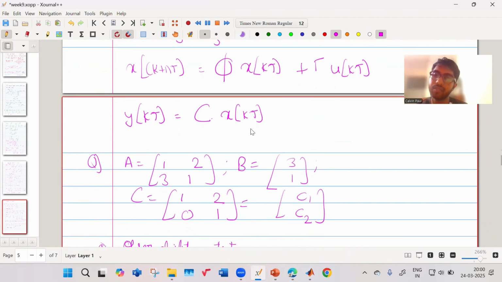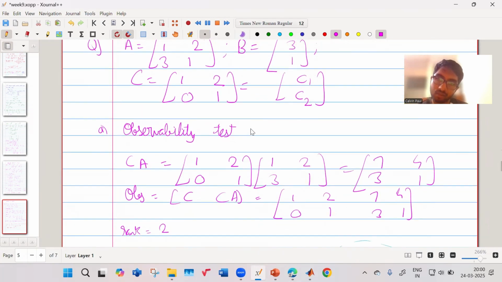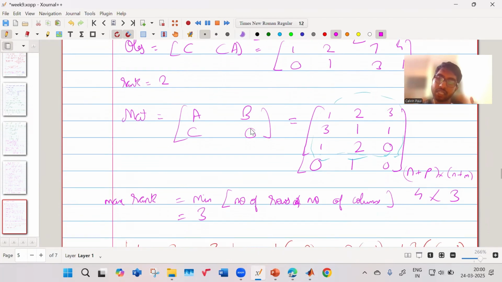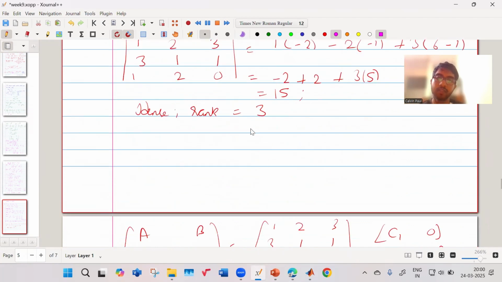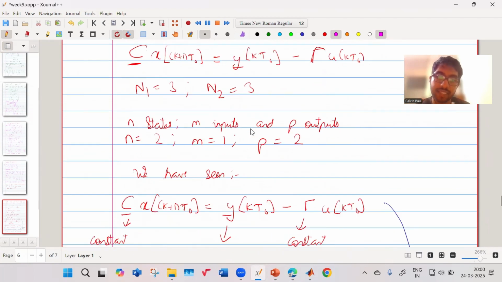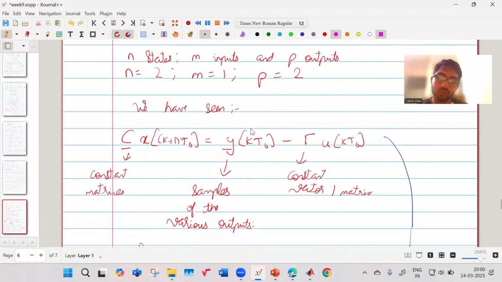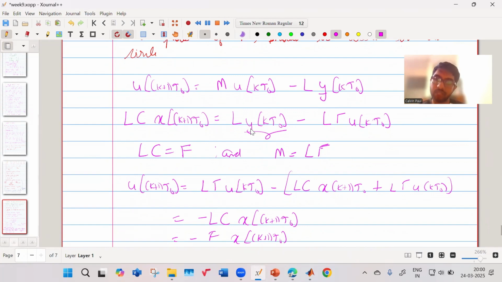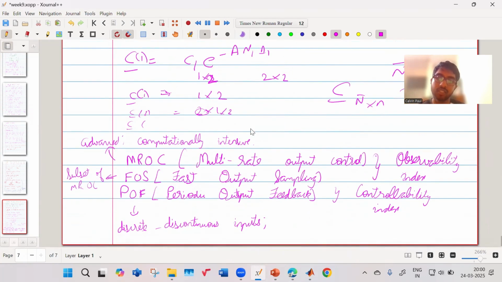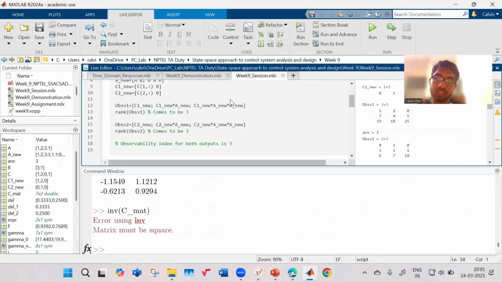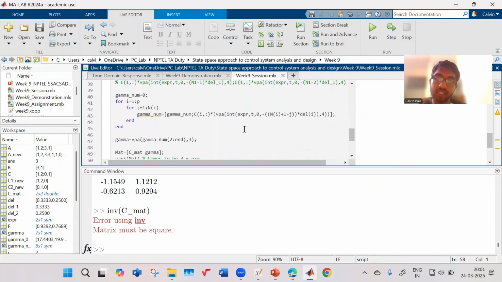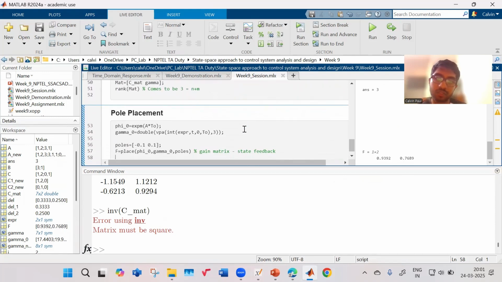So this is the case when we considered a fixed rate of sampling for both the input and output. Then we did this for MROC control as well. We did the observability test, and we also found this giant observability matrix. Then we found the observability index for each and every output, because there are two outputs in this case. We also did certain mathematics and certain code, and we tried to make it iterative to make it simpler and easier.